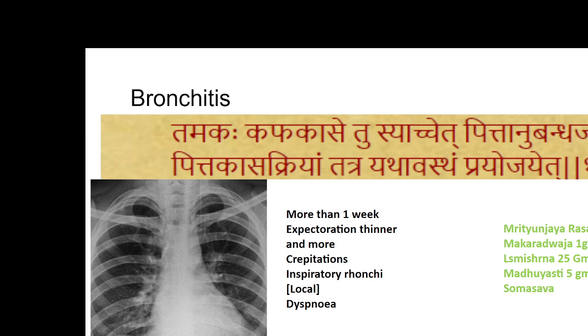In a bronchitis becoming a chronic condition, when it becomes persisting for more than 2 to 3 weeks or even more than a week, then gradually the expectoration becomes thinner, crepitations become more, even bronchiectasis may occur, which is usually localized at one side. Patient may have a symptom of dyspnea, and when you take the X-ray, it will show the fibrous tissue markings, lines of fibrous tissue markings, along with the mottling. That's the typical condition which we call as the Tamaka Shwasa.